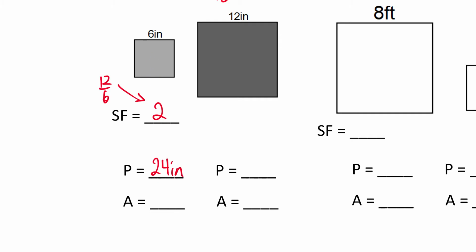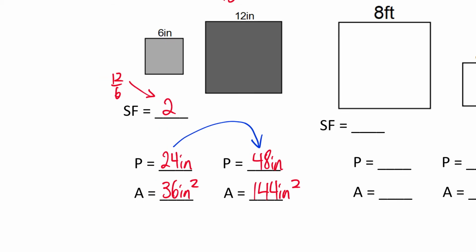What's the area of it? 36 square inches. Okay, what's the perimeter of this one? 48. Is 48 inches. What's the area? 144 square inches. Okay, so 24 times what gives you 48? 2. Times 2. So again, I just want you to see this over and over again. The perimeter changes by the same thing as the scale factor.